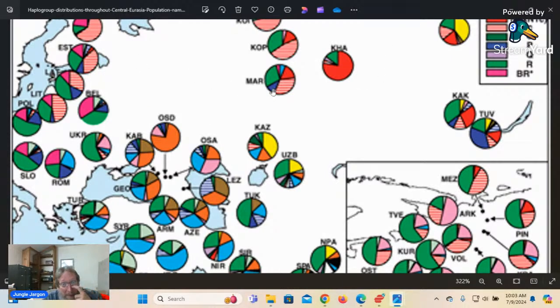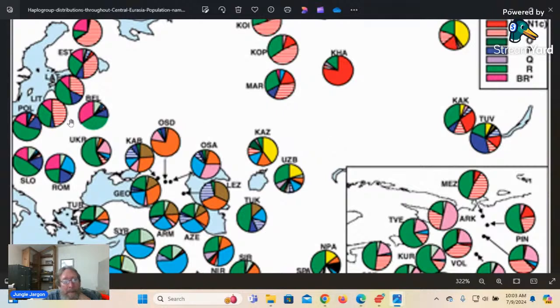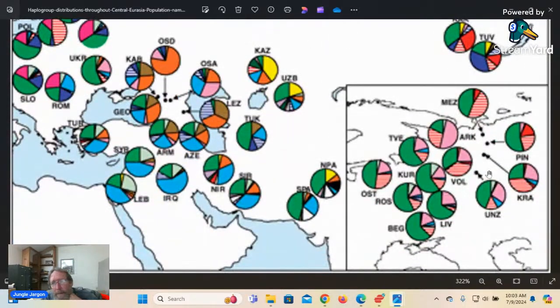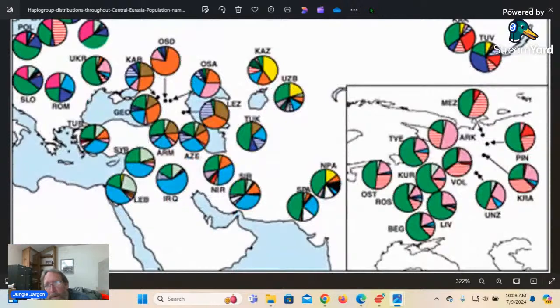And of course, it's here and it's here. Now, this area up here above the Ukraine, or in the Ukrainian area, is highlighted here. So this Ukraine would be down here. And what do we have? We got green. What's this lime green? Lime green is R. Okay, so it's all R, probably R1A.